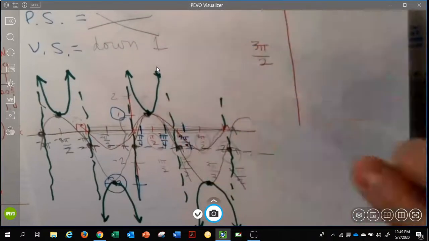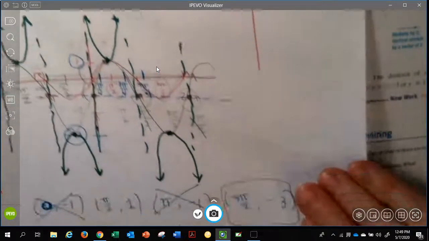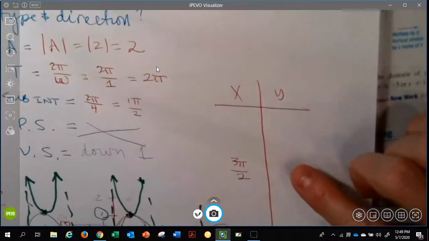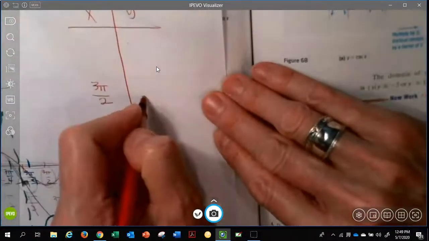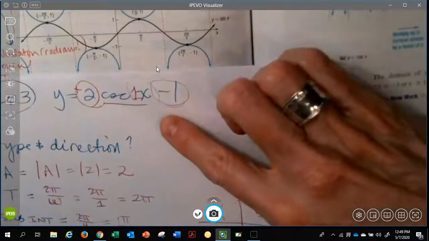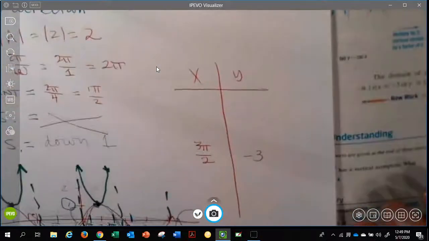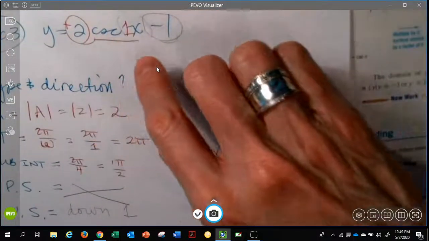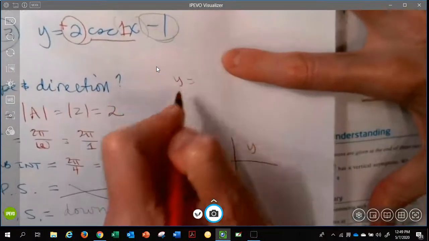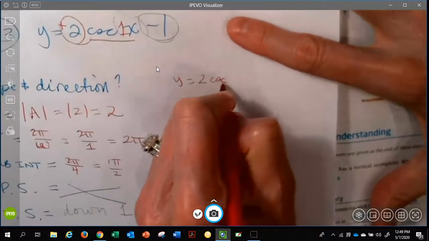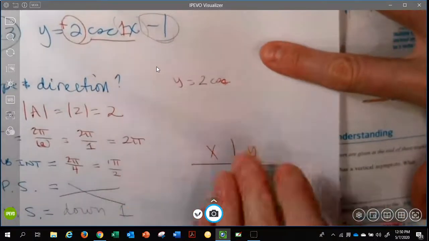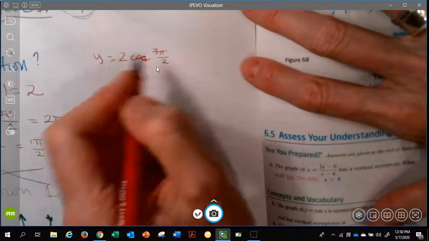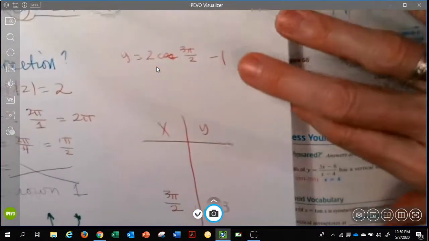So while I'm looking here, oh, you can't see this, but right here I'm going to check to see if when I plug in my 3 pi over 2, I actually get a negative 3. So I'm going up here. I realize I still need some more points, but I'm going back up here and I want to check. Looking at my formula, my y is 2 times the cosecant of 3 pi over 2. After I calculate that, I'm going to subtract 1.